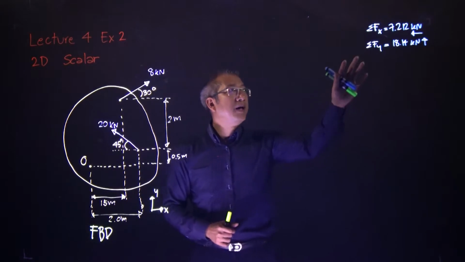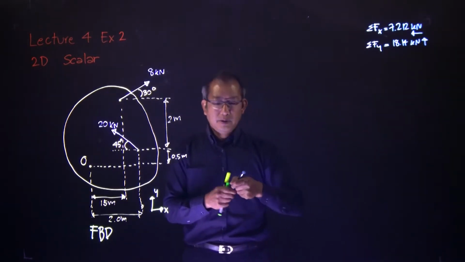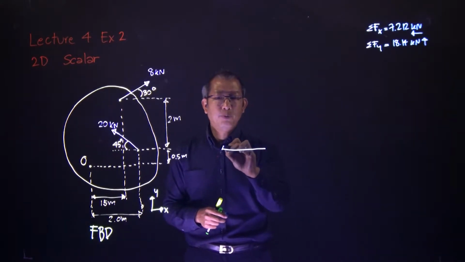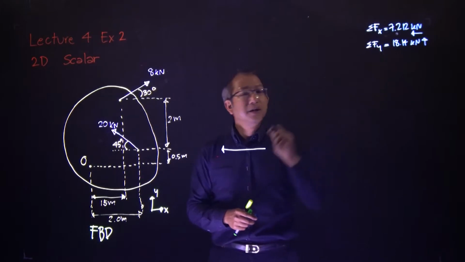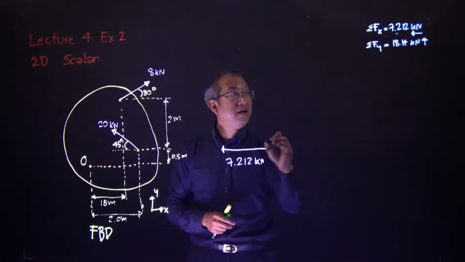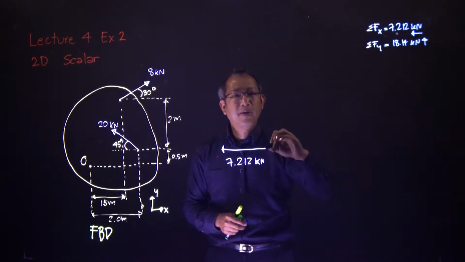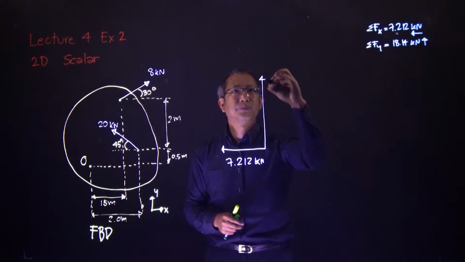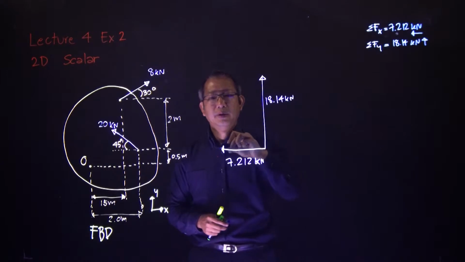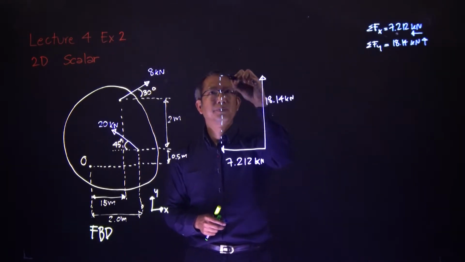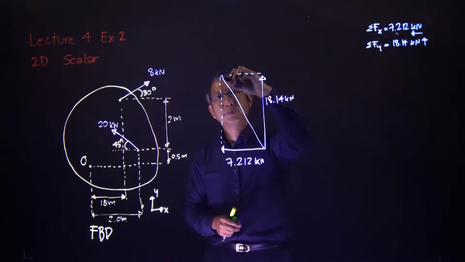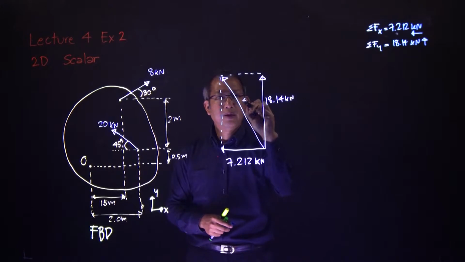Now, we will combine these two forces into one, the usual step of calculation. Then we get the picture to help. Sigma Fx to the left hand side, 7.212 kilonewton. And then we have sigma Fy going upwards of 18.14 kilonewton. Then we add into the box, and then here we are having the resultant force, sigma F.